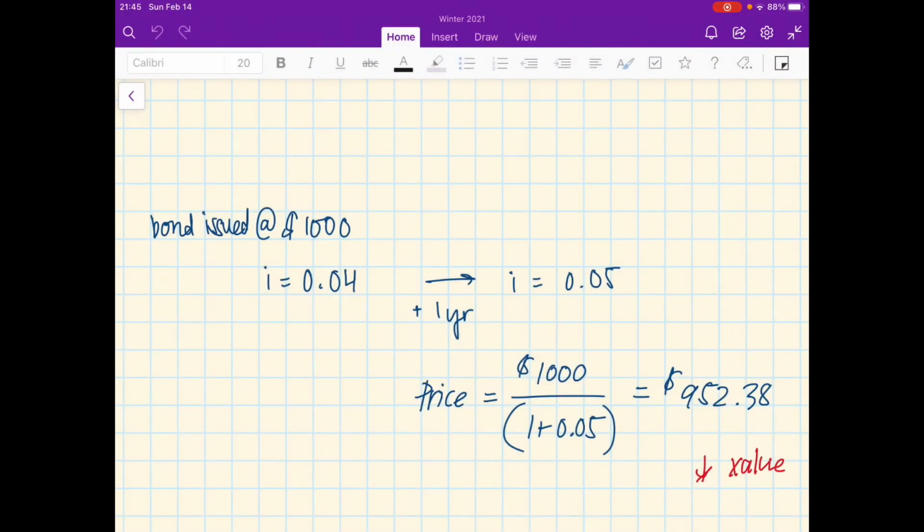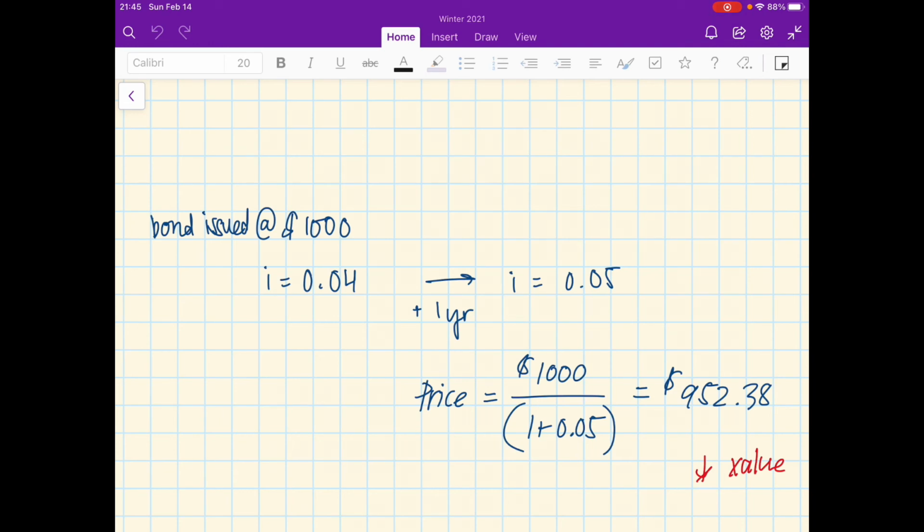The final example I want to take is the price of a bond. In this scenario, we'll say that a bond is issued at $1,000 at an interest rate of 4%. After 1 year, you decide to sell this bond, but the interest rate has increased to 5%. So how does this affect the price of the bond? We can calculate this by taking the value of that bond, $1,000, over the interest rate, 1.05, and we find that it ends up being $952.38, which is obviously less than the initial value of $1,000.